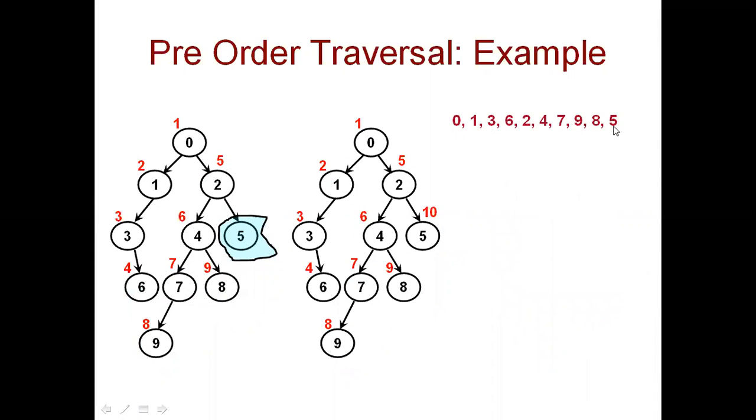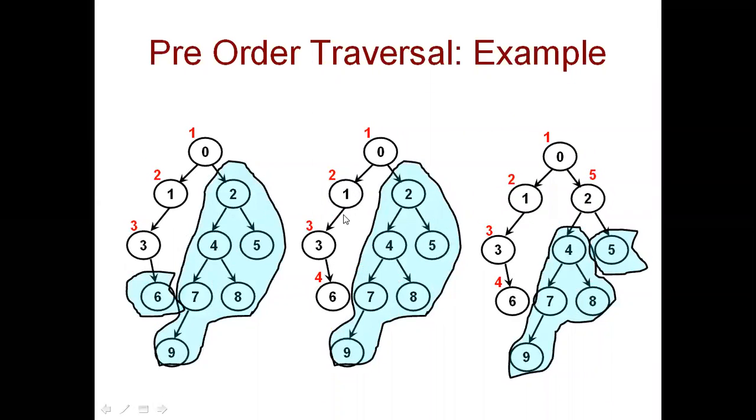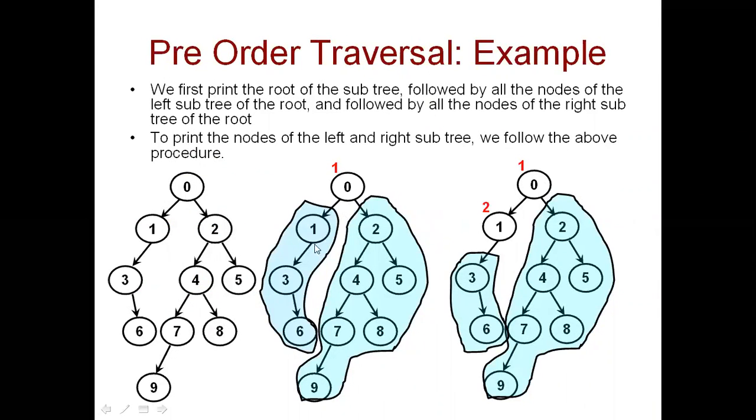So this is a traversal order. So let me go through it one more time. We start with the root node, print the root node right away. So that's what the rule states, root, left, right. So print the root node and go to the left subtree of the root node that comprises 1, 3, 6. So in this left subtree, the root node of the left subtree is node 1. So we'll print that node 1 right away and then go to its left subtree.